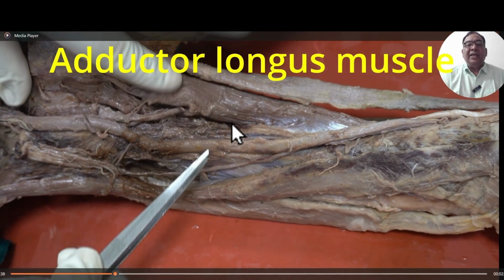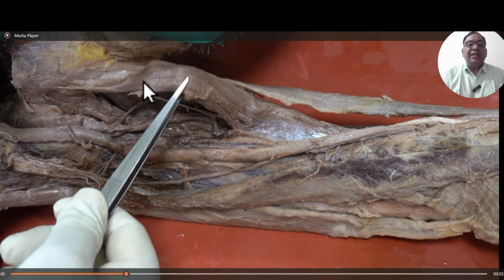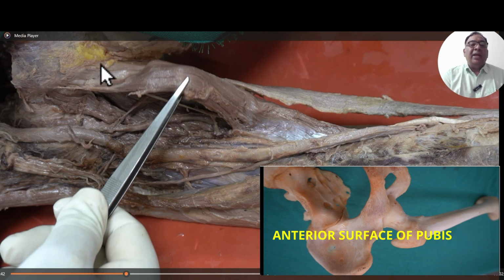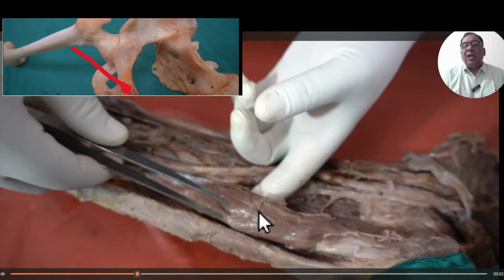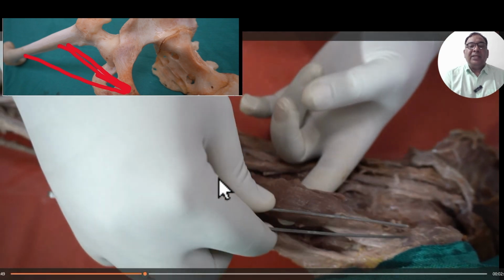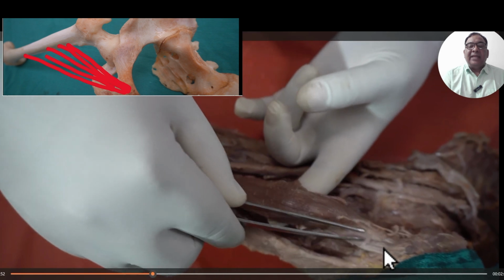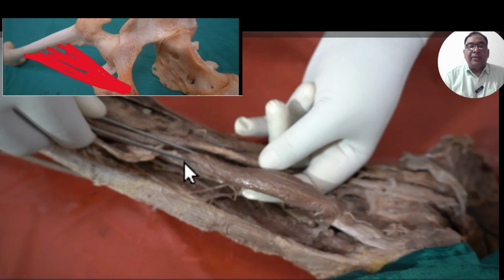Now next muscle is adductor longus muscle. Adductor longus muscle is a triangular muscle and it takes origin from anterior surface of pubis in the angle between pubic symphysis and pubic crest. Adductor longus muscle forms medial border and floor of femoral triangle, and here you can see this is site of origin and here it is inserted at linea aspera in middle 1/3 part of shaft of femur.